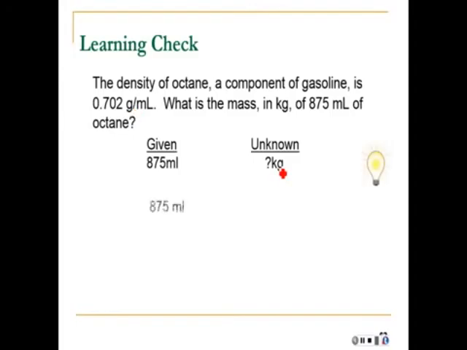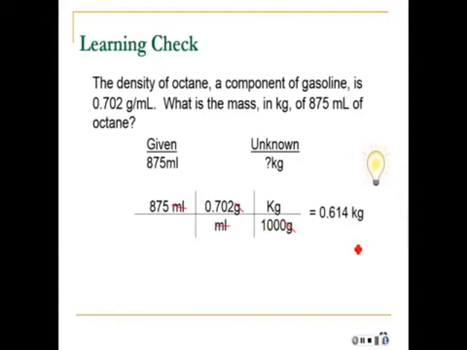Okay. So I'm going to take my 875 mLs. I'm going to multiply it by the density. See, milliliters will cancel. I would have grams for an answer. And then I'm going to multiply that by 1 kilogram over 1,000 grams. And I get my answer, 3 significant figures because of 3 significant figures.